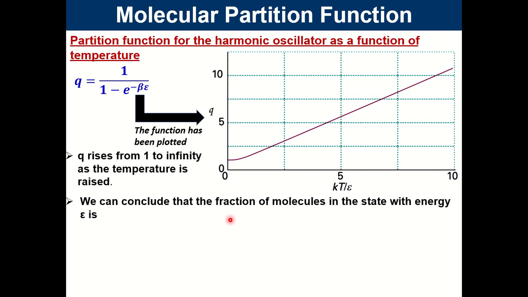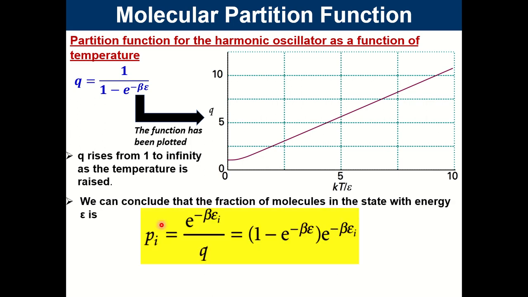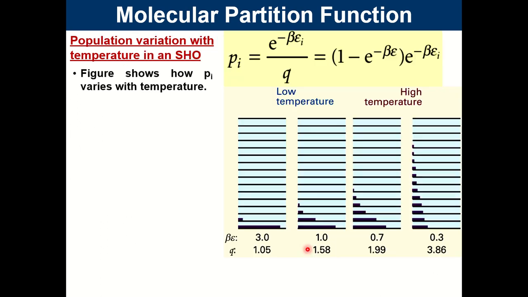We can conclude that the fraction of molecules in the state with energy epsilon is, the population, the way we describe it now, P_i is e to the power minus beta epsilon_i by q. Then we substitute these values, simplify it, substitute the value of q, and the expression would be like this. So this is your expression for the population variation with temperature in a simple harmonic oscillator, which can be discussed using this expression that we have for the partition function.